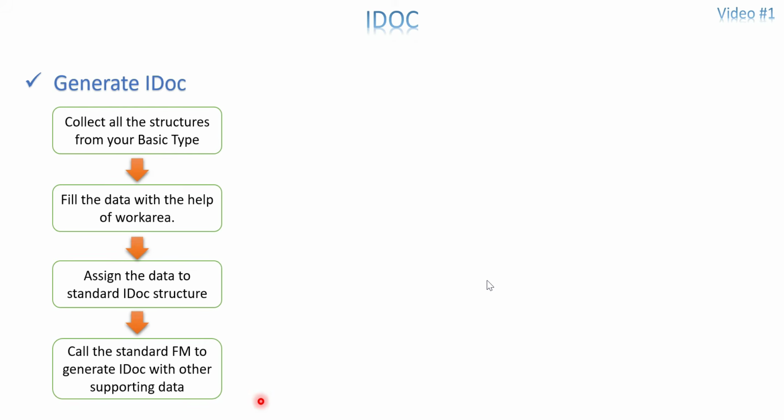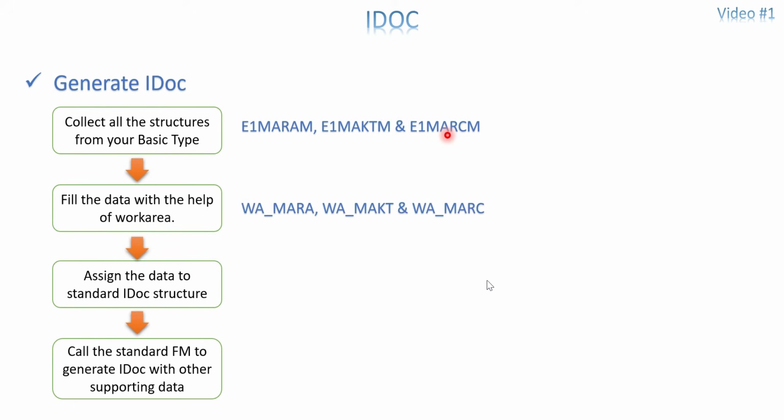And a little more technical. Collect the structures from your basic type. My MATMAS05 has a lot of structures, but I want only these three to fulfill the business requirement: MARA, MAKT, MARC. Simple. I want these segments or structures, whatever it is. And fill the data. So create a work area for all three and fill the data. You know how to fill the data for the work area, right? Just fill it.